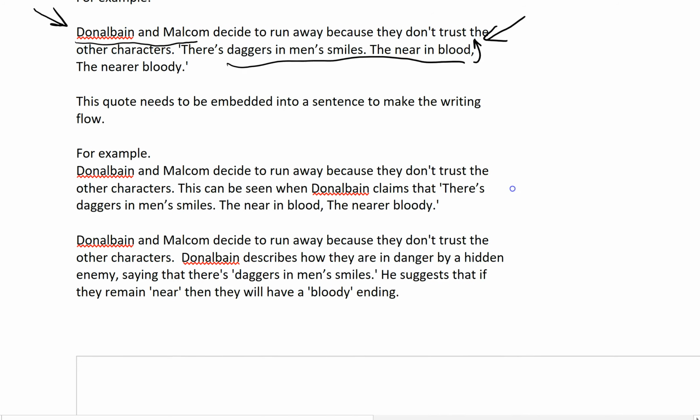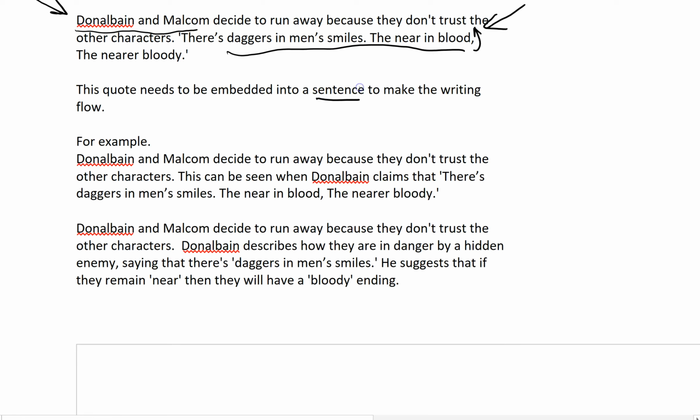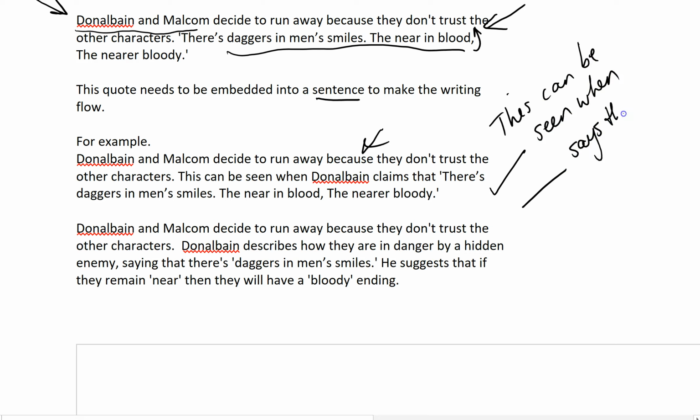And so we need to embed it into another sentence in order to make the writing flow. For example, this one here: Donalbain and Malcolm decide to run away because they don't trust the other characters. This can be seen when Donalbain claims that there's daggers in men's smiles, the near in blood, the nearer bloody. So that is an example of an embedded quote. Usually, the most simple way of doing that is adding some form of sentence that says, this can be seen when a character says that.